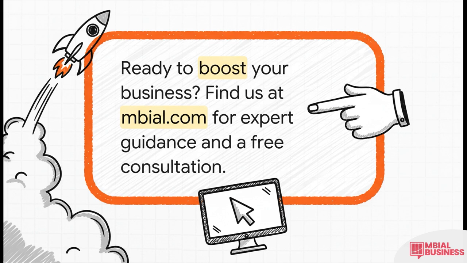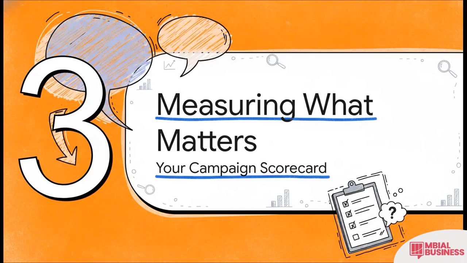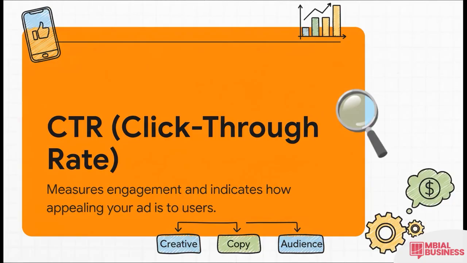Okay, so running these tests is only half the battle. You also have to know how to keep score. So what are the key metrics, the real numbers that define a winning campaign? Let's take a look at the scorecard. First up, your click-through rate, or CTR. This just tells you what percentage of people who saw your ad actually clicked on it. It's your number one measure of how interesting and appealing your ad is.